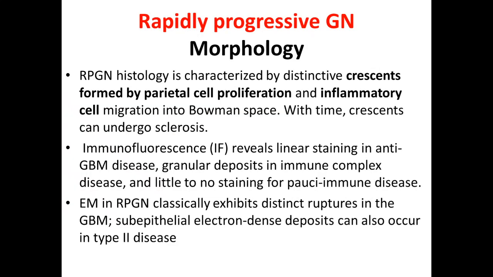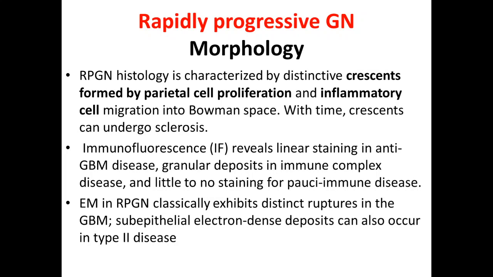Morphology of this type of glomerulonephritis, guys. Histologically, we can speak about newly formed distinctive crescents, which are formed by parietal cell proliferation and inflammatory cell migration into the Bowman space. These crescents come in time to sclerotic changes, of course, and it can lead to segmental or concentric position of these crescents and compress the intraglomerular structure.